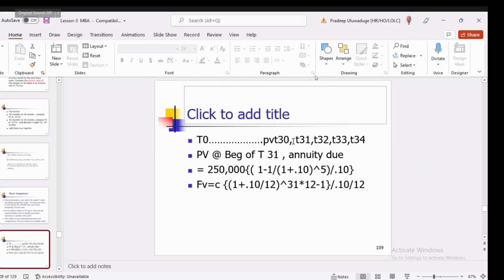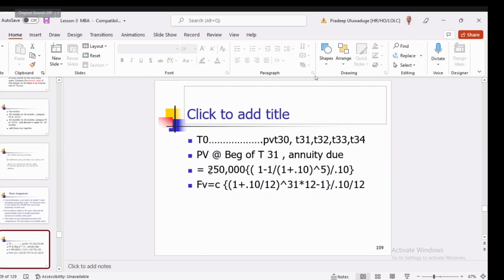Okay. So that is 250,000 is the annual payment. 1 minus 1 over 1.10 to the power 5 divided by 0.10, right? So this is the amount of money that you need to have at the end of the 30th or at the beginning of T31, right? This is the amount. And then once you know that amount, it becomes your future value. So then you have to find C, monthly payment. C is the future value.